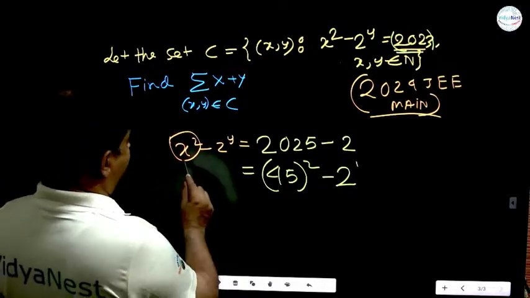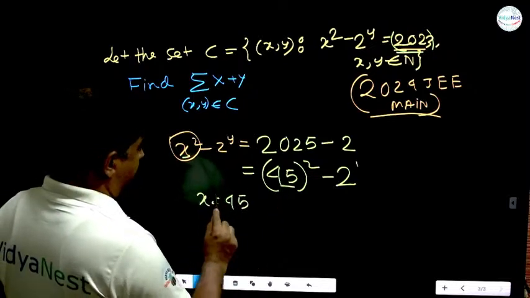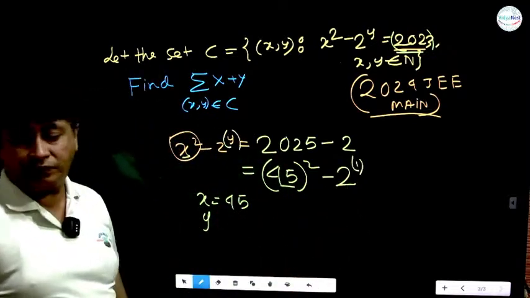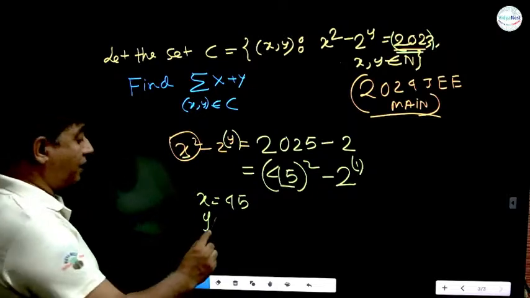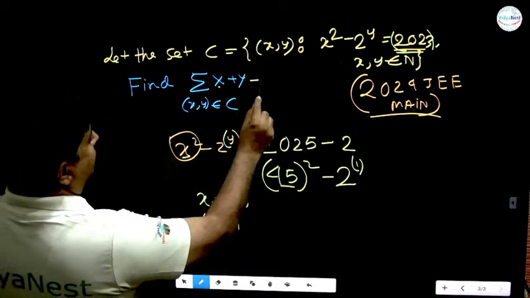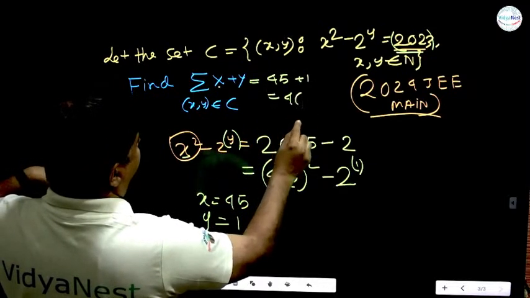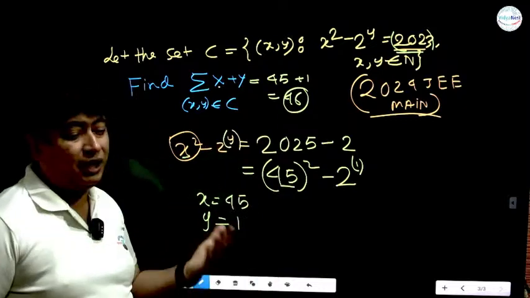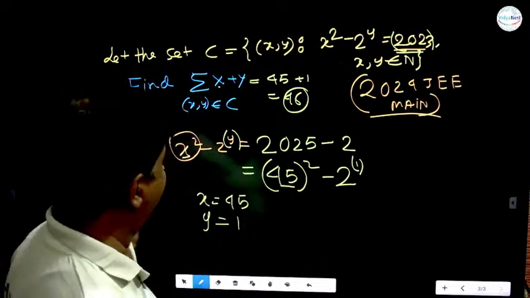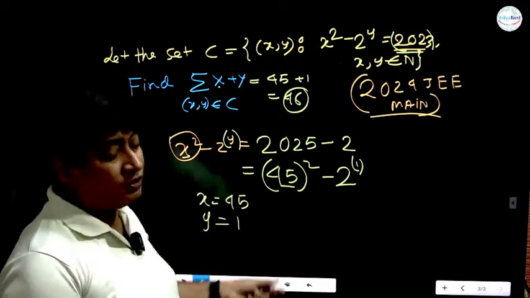Now look, this x will be 45 and 2 to the power y, here it is 2 to the power 1, so the value of y is 1. Therefore the summation of x plus y is 45 plus 1, which is 46. So it is a gift sum. Those who sat for JEE in 2024 and had to face this problem, for him or her, it was a gift sum.